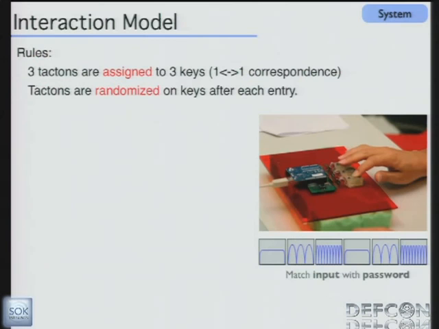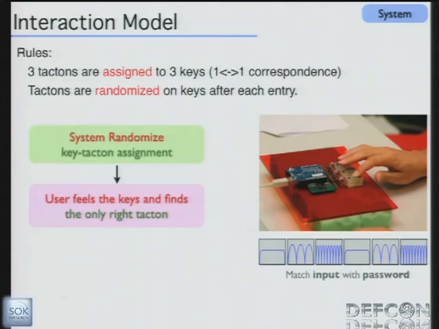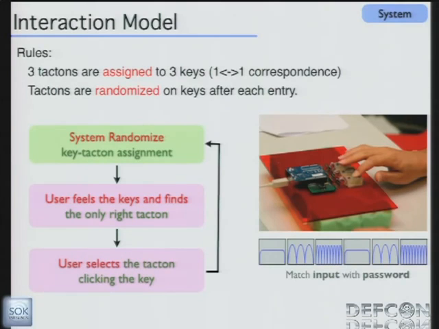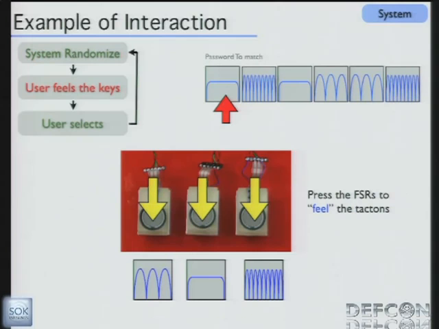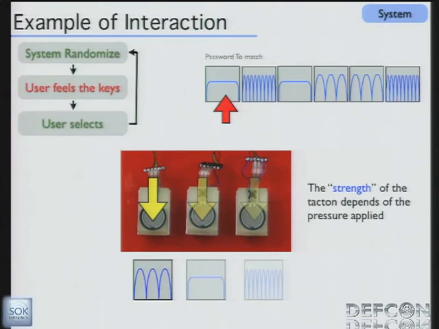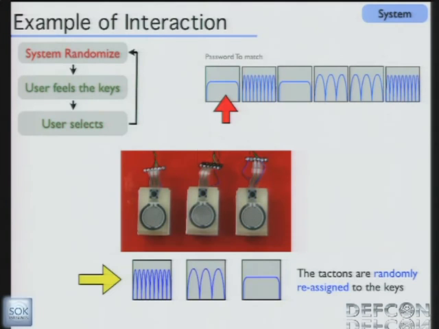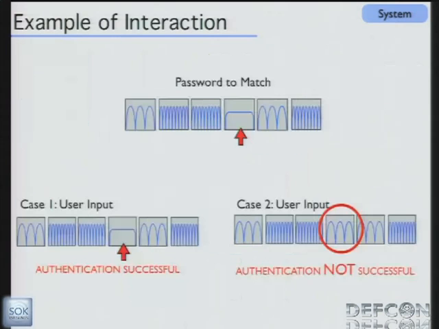So how it works is the three tactons are always assigned to the three keys with a one-to-one correspondence, but in a random order. So even if someone sees the way your fingers move, they can't do a replay attack. You feel all three keys, and you select the one that corresponds to the right tacton in your password, and then click the key. Repeat for as long as the password goes. You press down, and it won't work if your fingers aren't on the keys, so you're obscuring the vibrational elements. Feel the three tactons, select the right one, and then they get randomly reassigned, and you go along through the stages of the password.